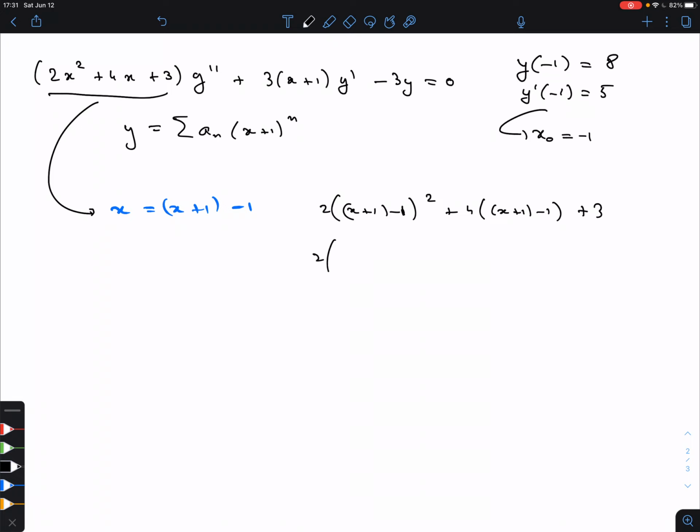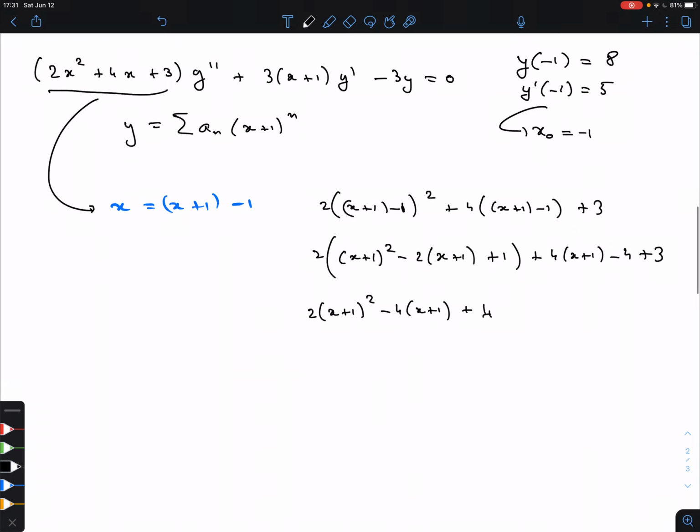So we have to do the double product formula here, that is (x plus 1) squared minus 2 times (x plus 1) plus 1. And here we expand: 4 times (x plus 1) minus 4 plus 3. So we get 2 times (x plus 1) squared minus 4 times (x plus 1) plus 2, plus 4 times (x plus 1), and then minus 4 plus 3. Then we have 2 times 1, that's 2, plus 3 minus 4, so altogether plus 1. And this cancels out.